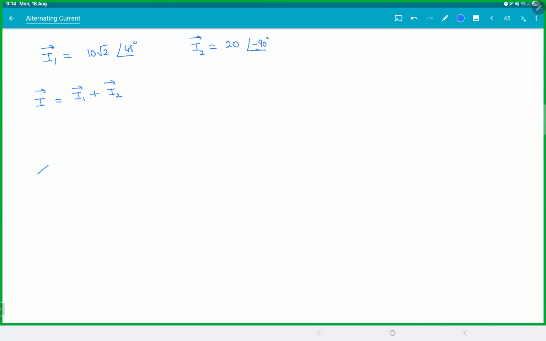So 10 root 2 at 45 degrees with the reference line. I'll take the reference as always horizontal. That is 20 at minus 90 degrees. So 20 at 90 degrees. So I need to find the resultant of these two. So that will be 10 root 2 cos 45, 10, 10. That means this is your I bar at 45 degrees. Therefore, I bar is 10 root 2 at minus 45. Is that making sense?